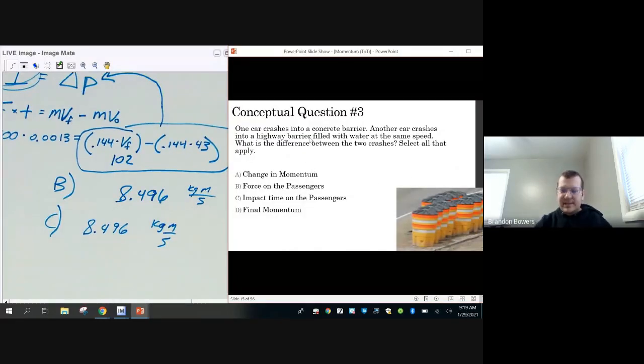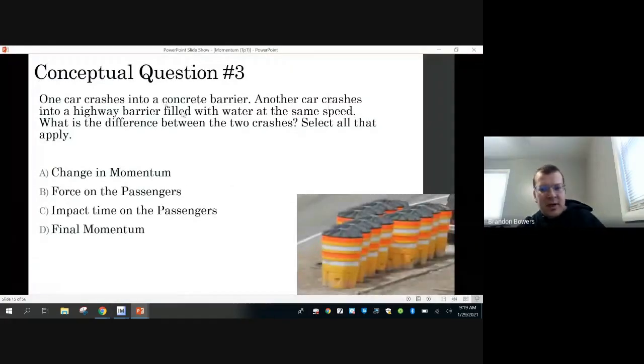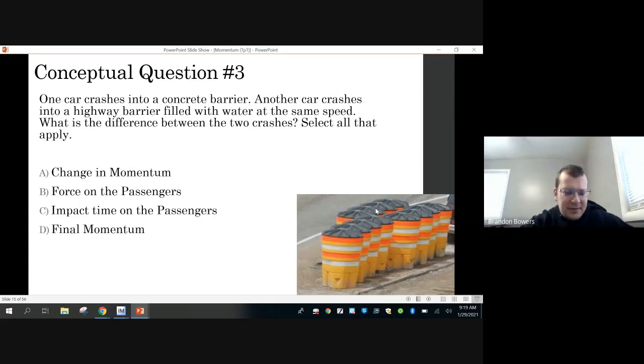If we check out a concept question: one car crashes into a concrete barrier. Another car crashes into a highway barrier filled with water at the same speed. What is the difference between these two crashes? And you've probably seen these highway water barriers before. It's all applied physics right there.